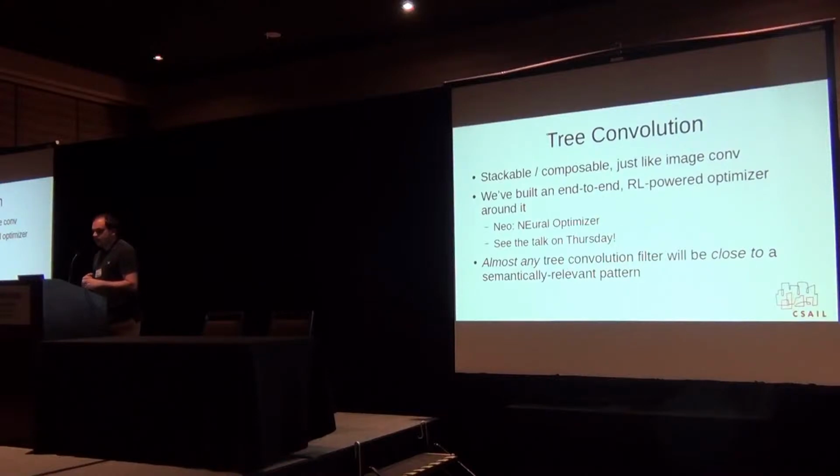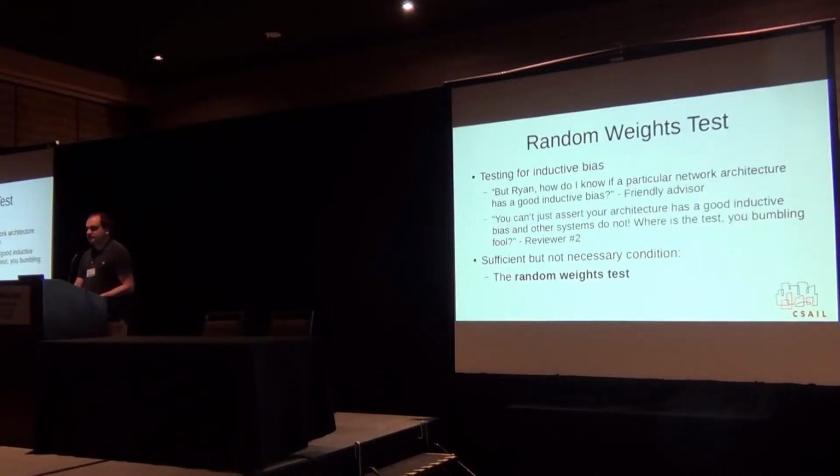What's critical about tree convolution is that almost any tree convolution filter is going to be close to something semantically relevant. It's going to have some kind of meaning in terms of what you or I think of in terms of the space. So you might be thinking, okay, this idea of inductive bias is great, but you haven't told me if there's a test for it. You've just said that some networks have this thing called inductive bias, and other networks don't, so what is it? I don't have a good answer for you.